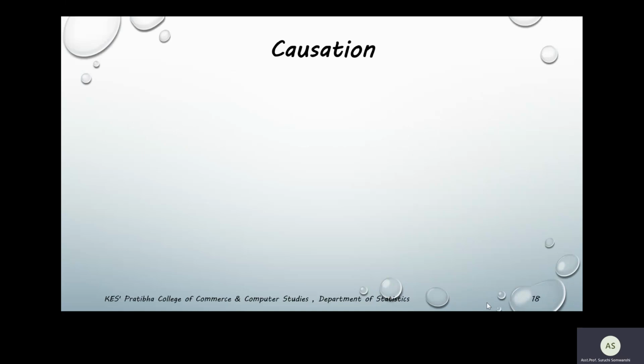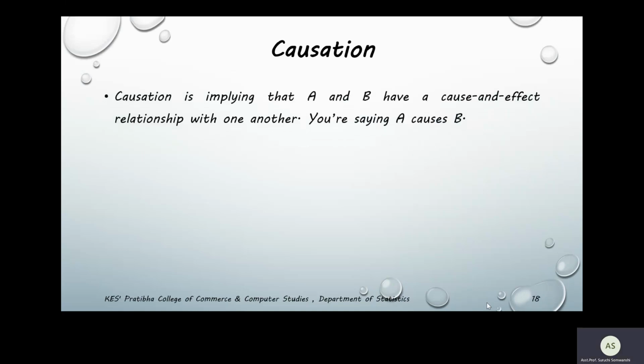Then the other term is causation. Causation is implying that A and B have a cause and effect relationship with one another. If we have two variables and we are saying that one variable is causing the other one, or it is the reason behind the happening of the other one, then there is a cause and effect relationship between the two variables, and we can say that A causes B.